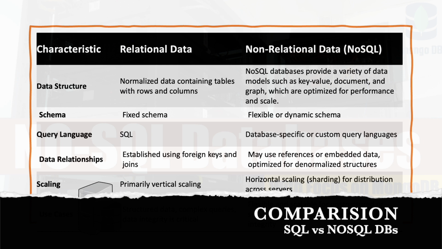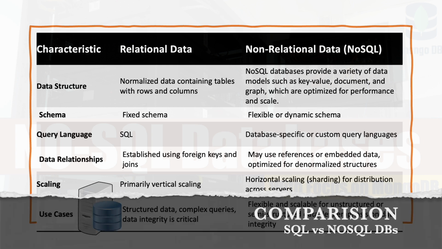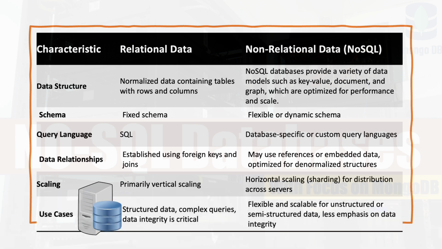The first thing is the data structure. The relational databases have normalized data containing rows and columns. The data is in the tables. We have relations between tables, and the data is normalized. In case of NoSQL databases, we sacrifice normalization for optimization for performance and scale. And we have different kinds of data models which are possible: key value, document, graph, etc.